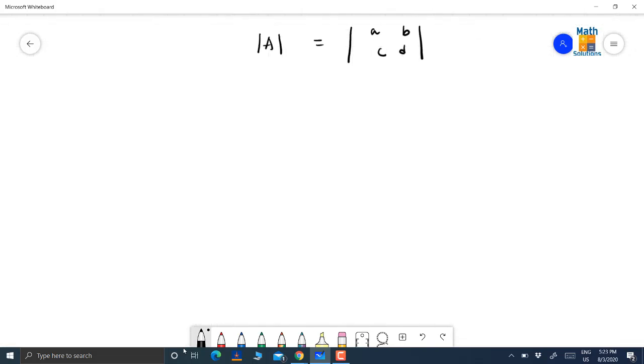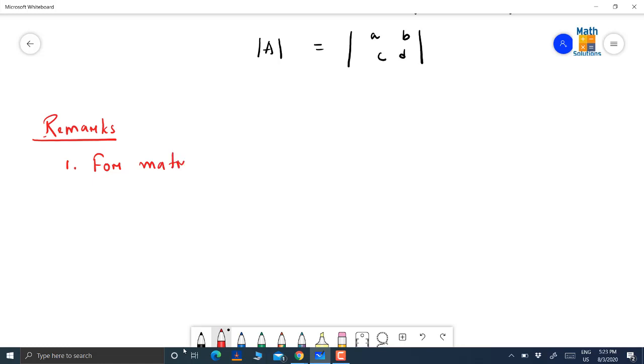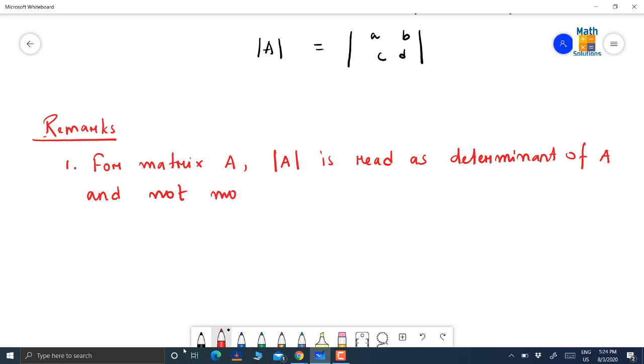So two important remarks are to be considered here. First, for the matrix capital A, determinant of A, this notation is read as determinant of A and not modulus of capital A.